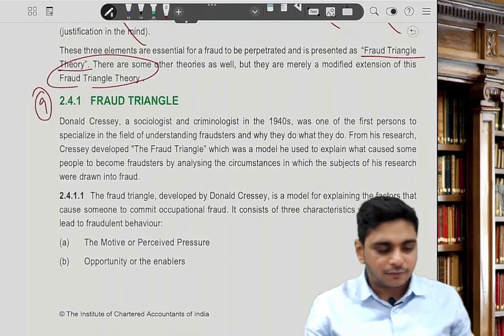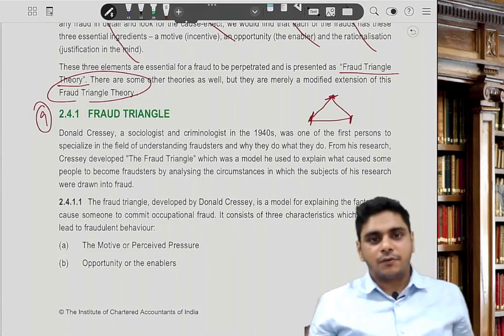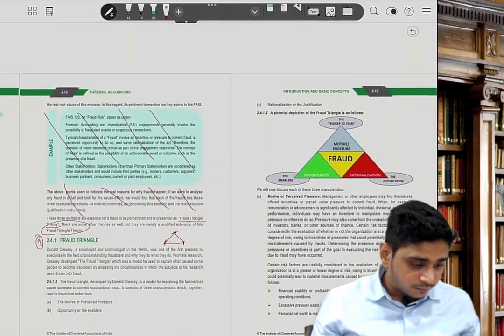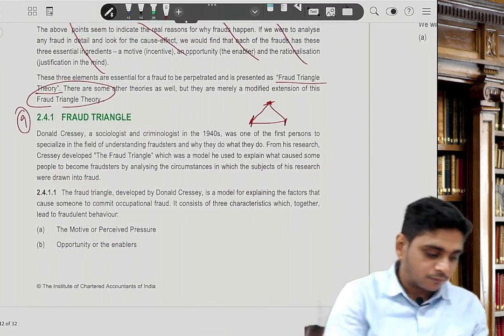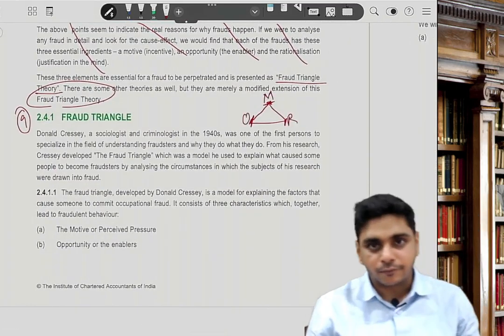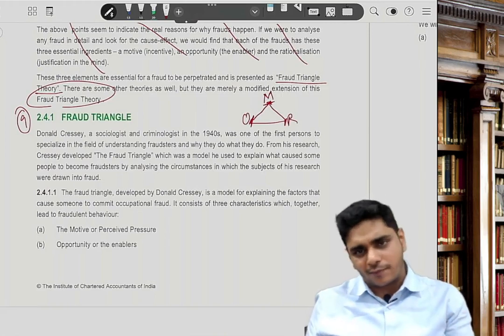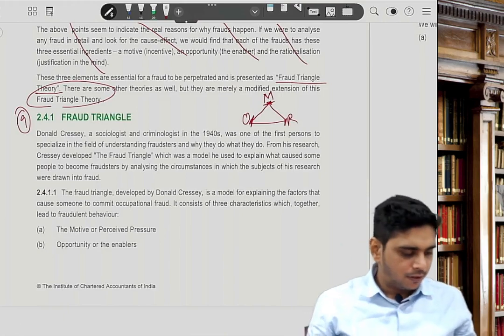Fraud triangle. These are the three points of the triangle. Why would somebody commit a fraud? We call this MOR, more. Or R-O-M, O-M-R, whatever you want to say.